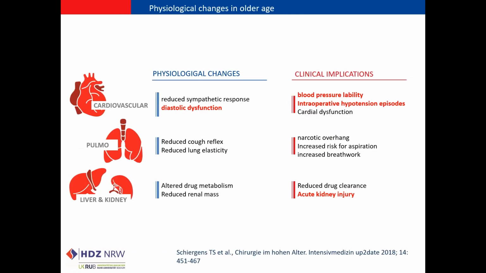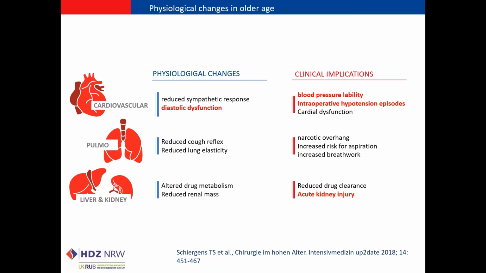Regarding risk evaluation, it is important to know the physiological changes in older age. This means not only neurological changes like dementia, depression, or even higher risk for postoperative delirium. This also means cardiovascular changes with a reduced sympathetic response and diastolic dysfunction, which has several implications regarding blood pressure lability, intraoperative hypotension episodes, and cardiac dysfunction.